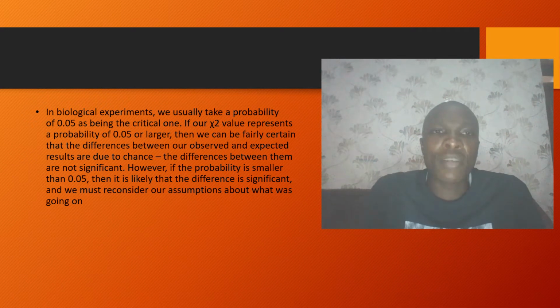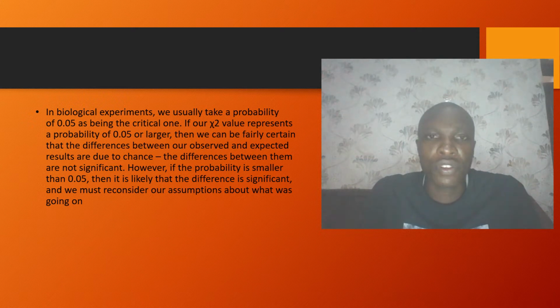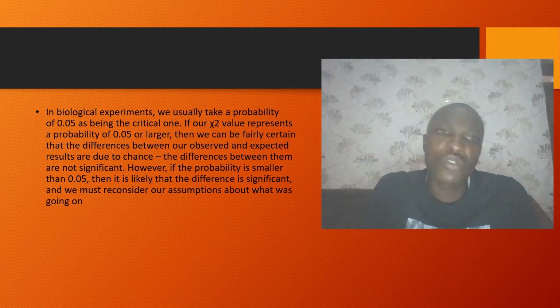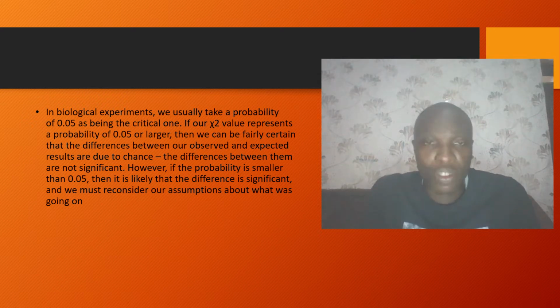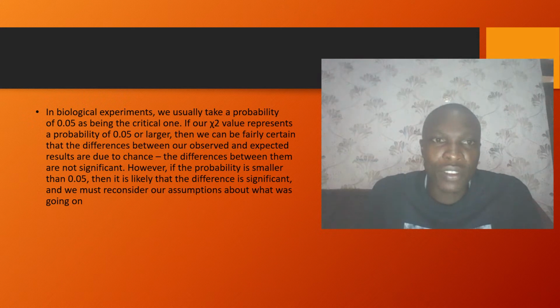So the probabilities within the 0.05 normally give us the critical values of the chi-squared, which we can use to interpret our results. And we say that in biological experiments, we usually take a probability of 0.05 as being the critical one. So if our chi-squared value represents a probability of 0.05 or larger, then we can be fairly certain that the difference between our observed and expected results is due to chance. I'm going to show you this, don't worry. And the difference between them is not significant.